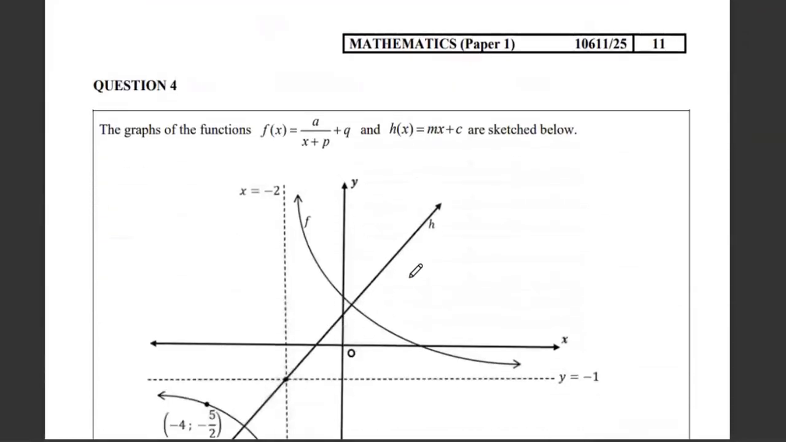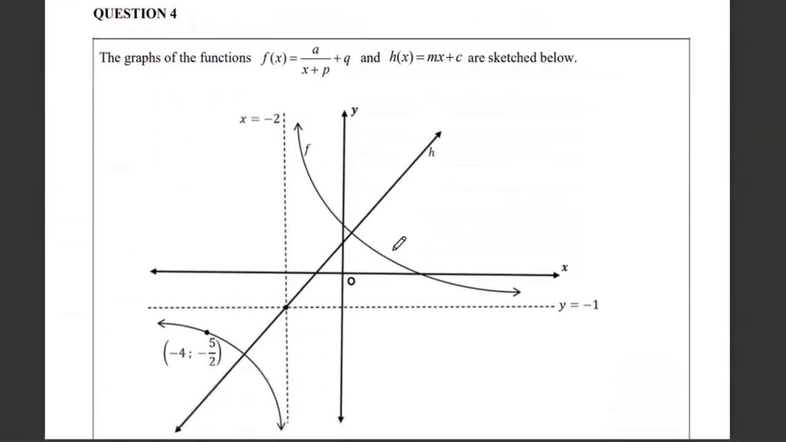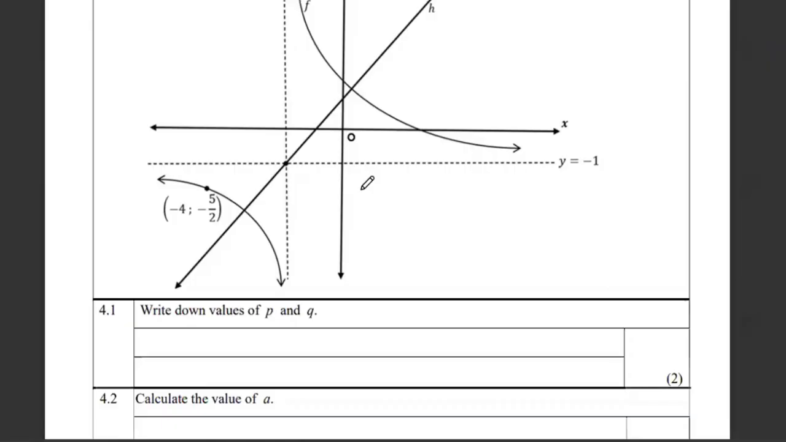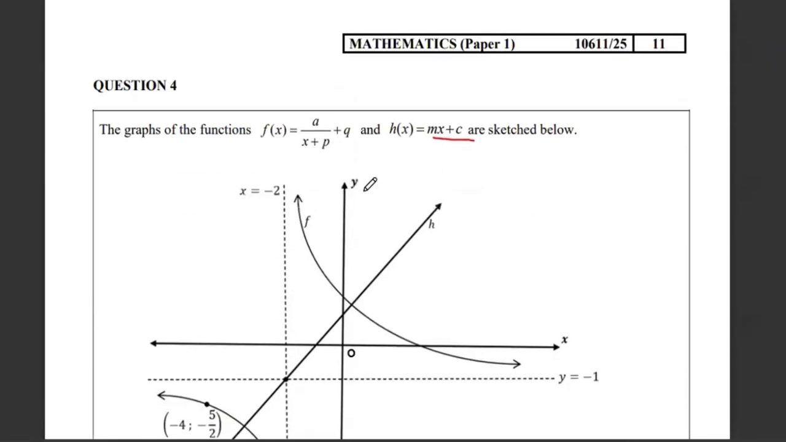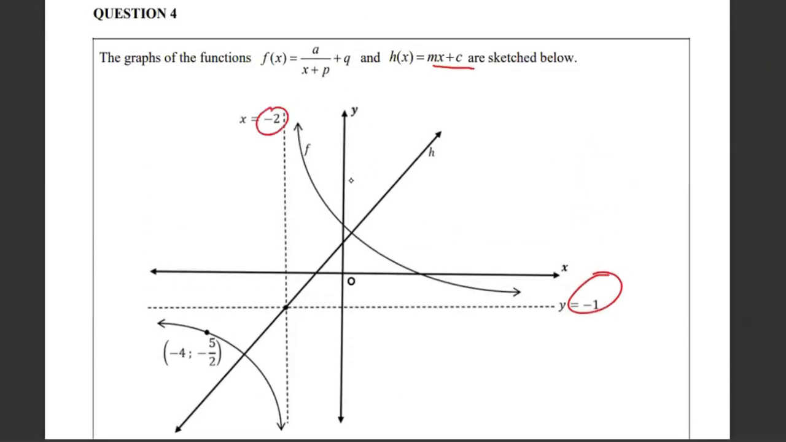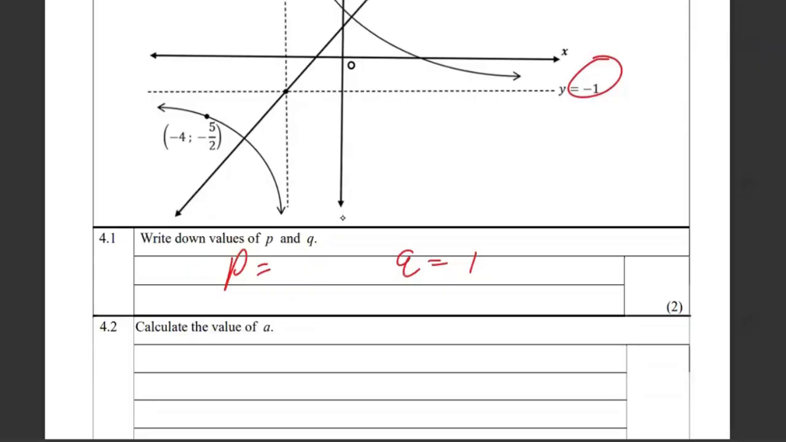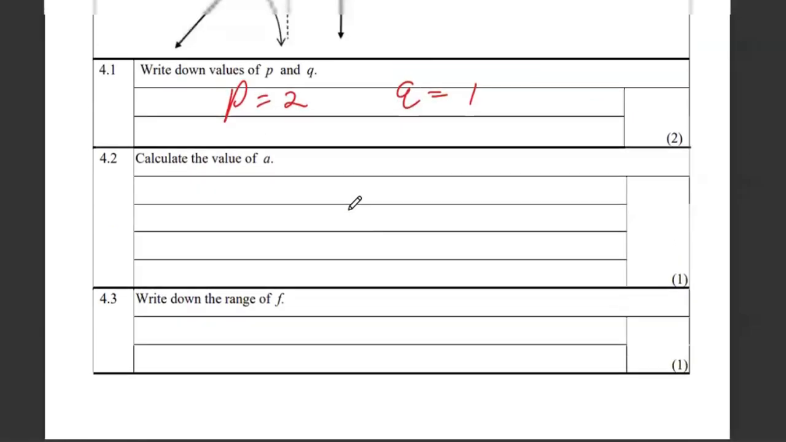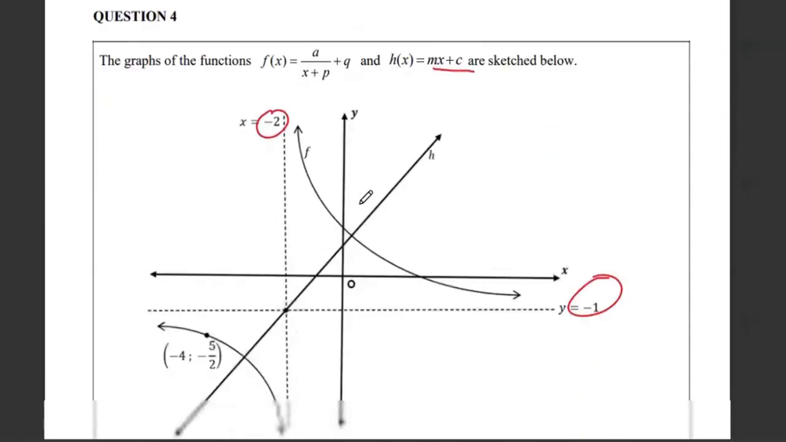Then question number 4, the functions. They're telling us that the graphs of the functions f of x equals a over x plus p, plus q, and then h of x equals mx plus c are sketched below. Okay. They want us to write down the values of p and q. So p and q, those are asymptotes, okay? So we can see that y is -1, so q is -1. Then they told us that p, okay, we know that this asymptote is at x = -2, then p must be just +2. Okay, then calculate the value of a, but why just 1 mark?